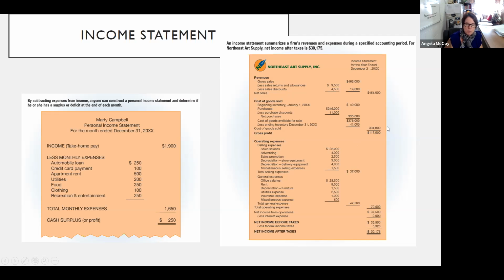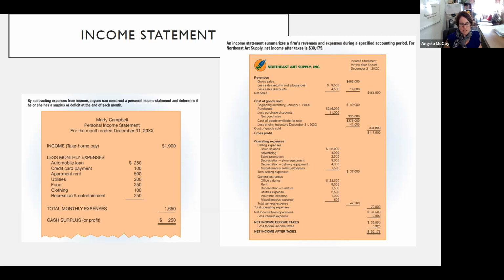A firm's gross profit is net sales minus the cost of goods sold. So in this case, you're taking $451,000 minus your cost of goods sold to give you a gross profit of $117,000. A firm's operating expenses are all business costs other than the cost of your goods sold.